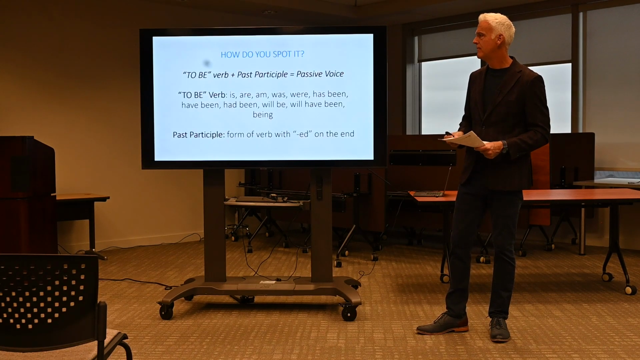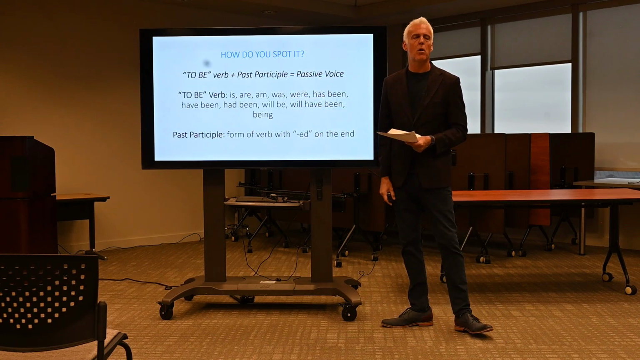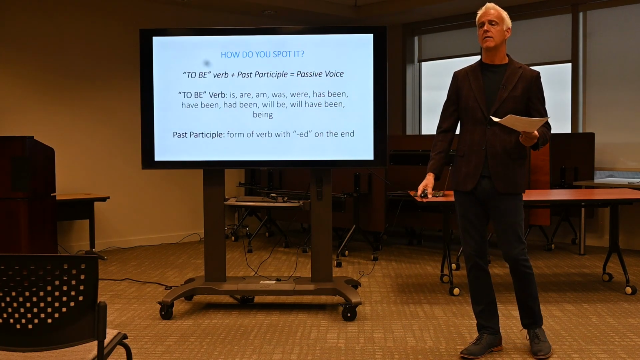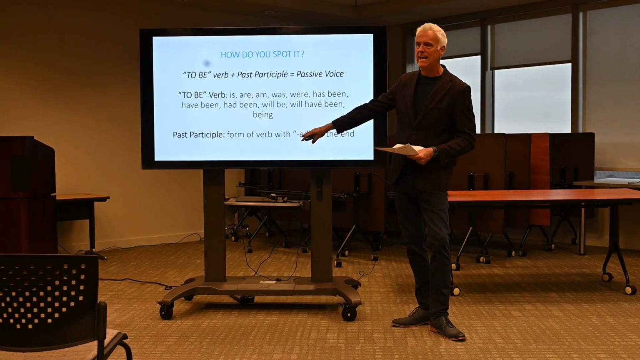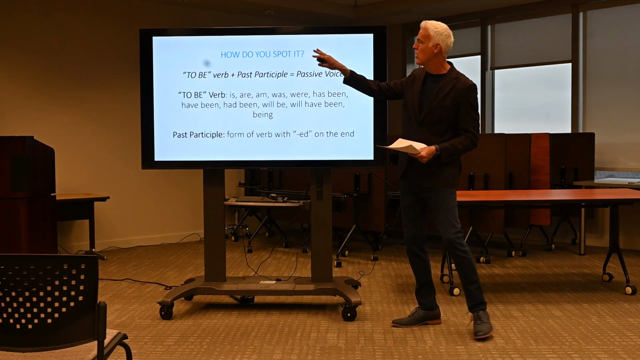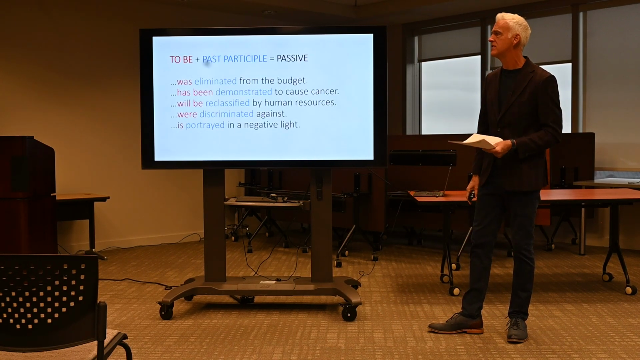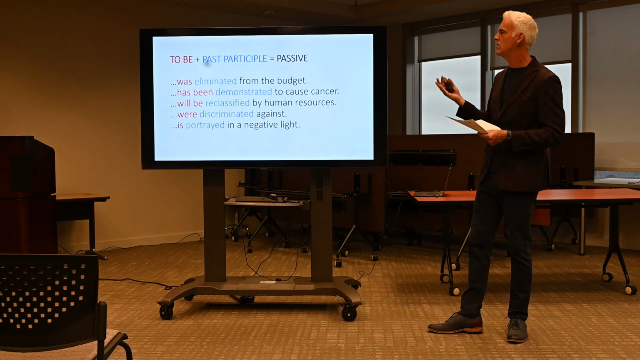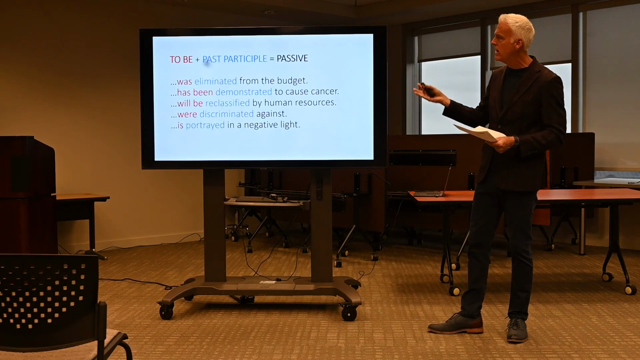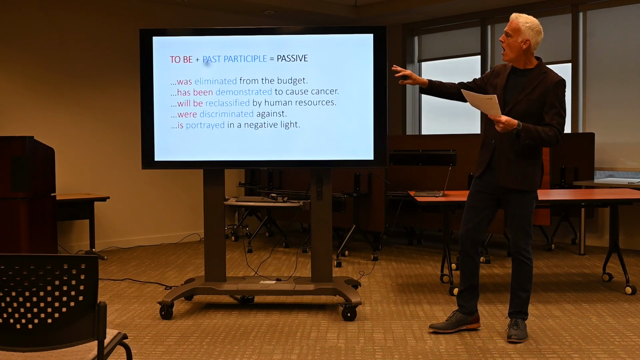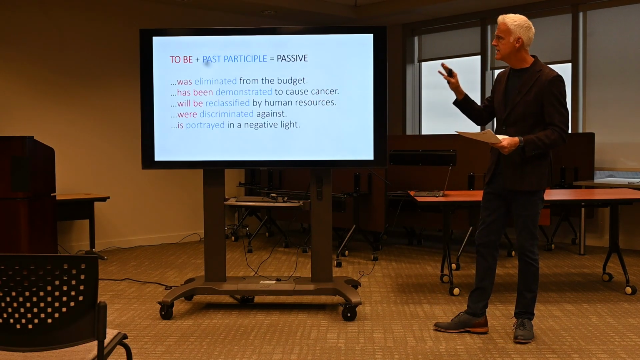So how do you spot it? Again, we're back to that to-be verb. And then we're going to talk about the past participle, which you probably haven't even thought about or heard that term since you were taking French or Spanish when you were in high school. But all it is, is the form of the verb with ed on the end. So this is the grammar definition of it, but let's go to something a little bit easier. To-be verb plus past participle. When those two things are together, it's always passive. Was eliminated from the budget, has been demonstrated, will be reclassified, were discriminated, is protected. All of those are passive constructions. They're all going to make for longer sentences.